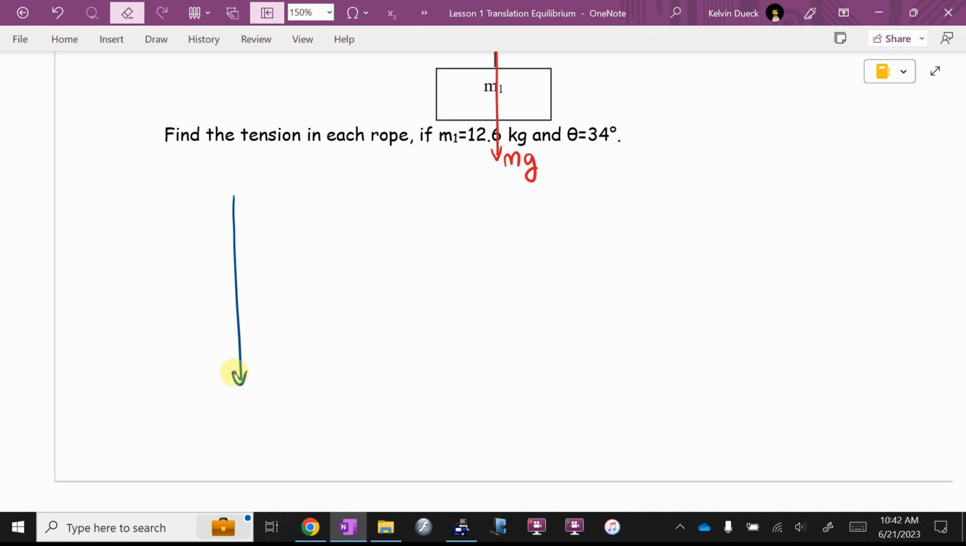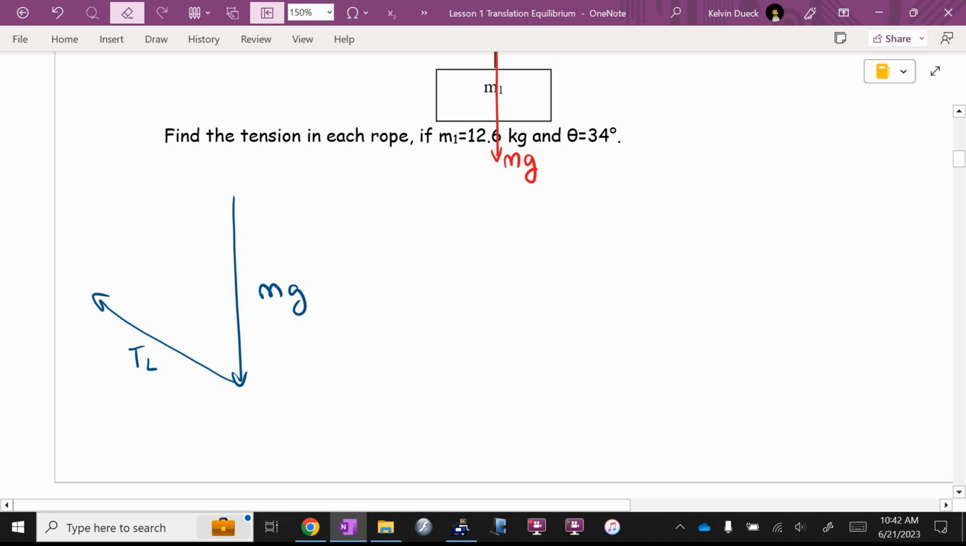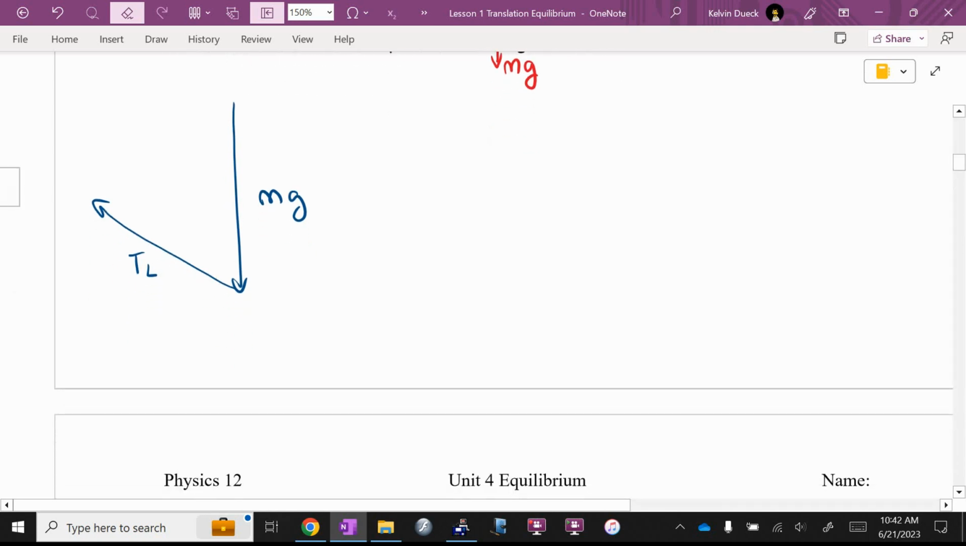Okay, so I'm going to go this way. I'm going to put the MG on this side then so it doesn't end up inside my triangle. And I'll label this tension left. Tension right is going to go back to where it starts. It's going to go back.